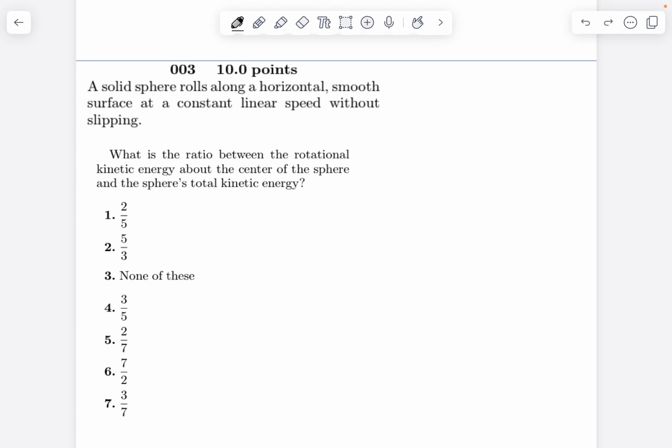Number 3. Purple. Actually, we're down to orange for UT.